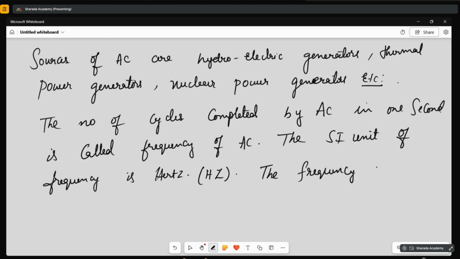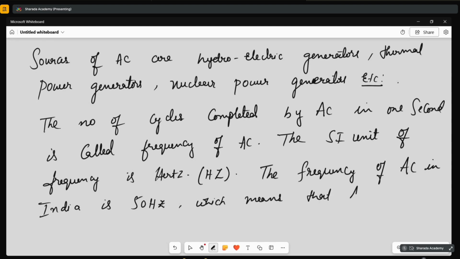So the frequency of AC in India is 50 hertz, which means that AC changes its direction after 1 by 100 seconds.